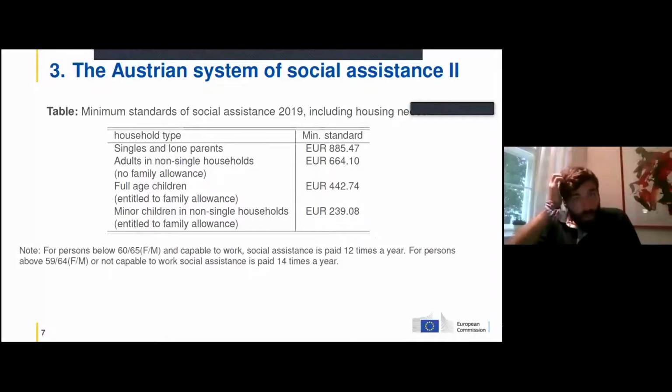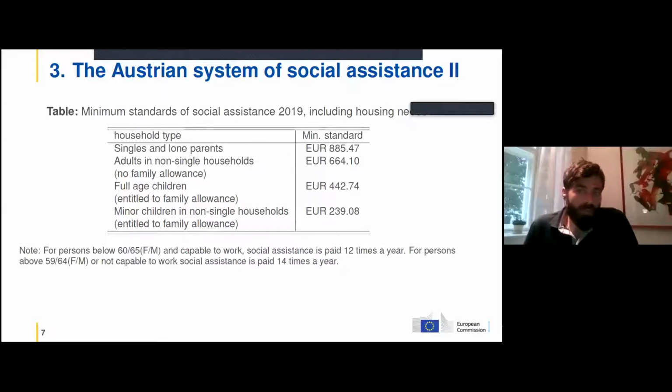Just to give you an overview, the minimum standard for social assistance in 2019 in Austria is about 885 euros for singles and lone parents. Additional adults in a non-single household would get another 640 euros. For each child you get another 440 euros, for example, and minor children would get about 240 euros additionally. You sum this up at household level, and this is the social assistance that a household would receive.